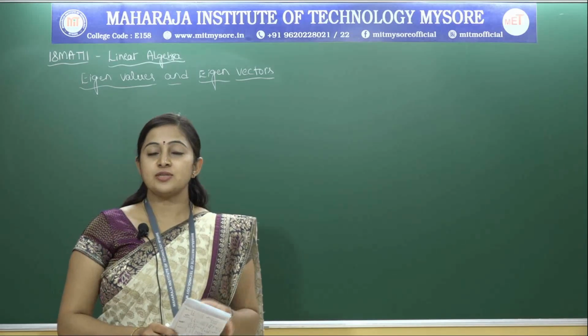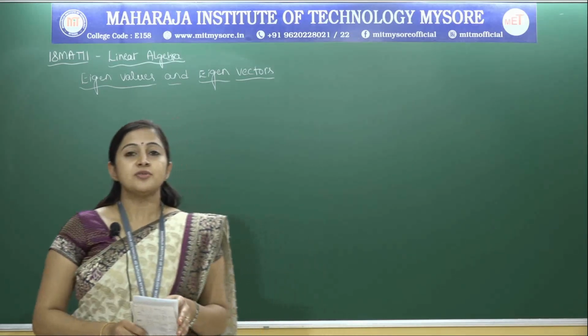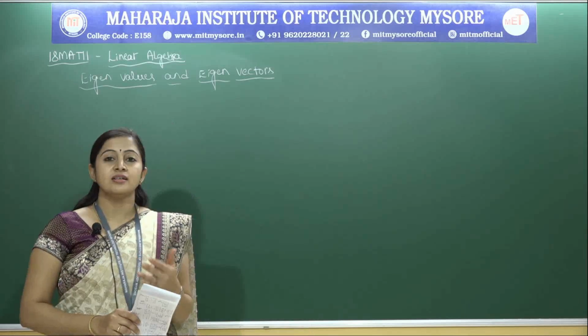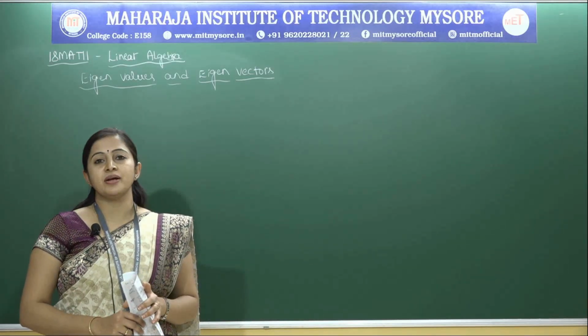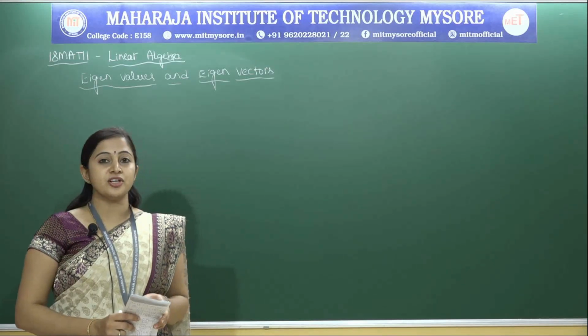Today I am going to take the last module, the linear algebra. Subject code is 18MAT11. In that I am going to explain the eigenvalues and the eigenvectors of a square matrix. First, I tell you the definition.